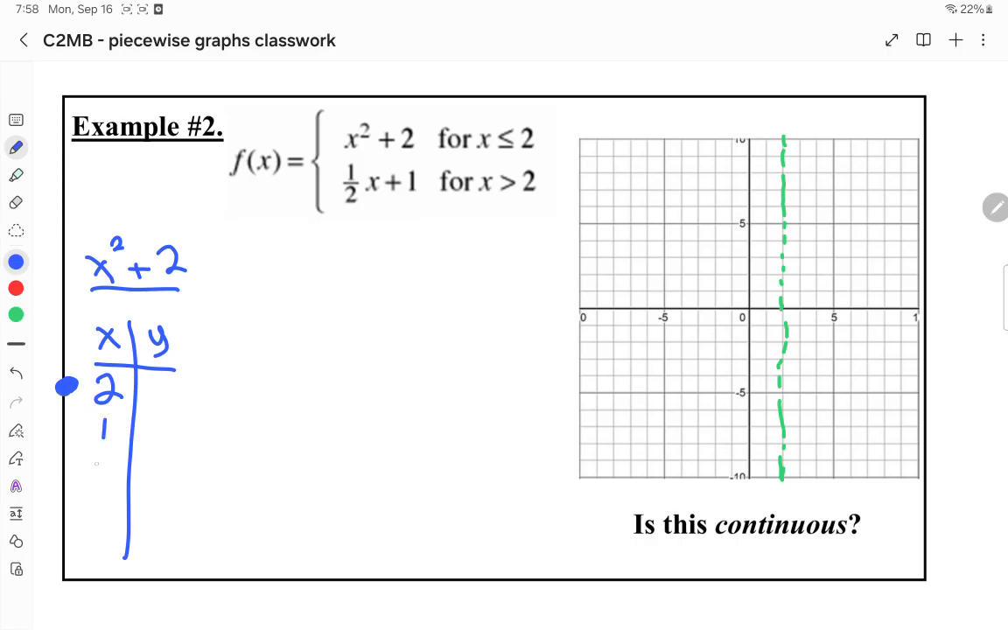All right, so I'll do 1. Go to -2. Now I can plug those in. And when I plug them in, I get those values, and I can graph them. Closed circle this time.